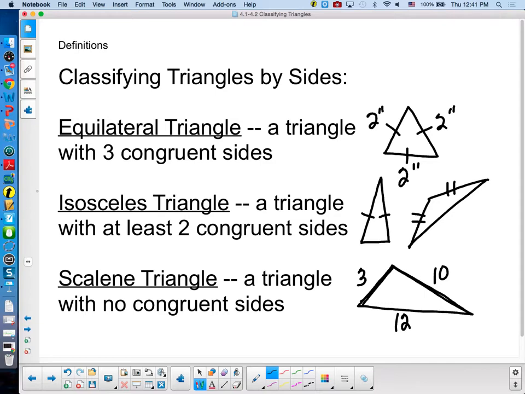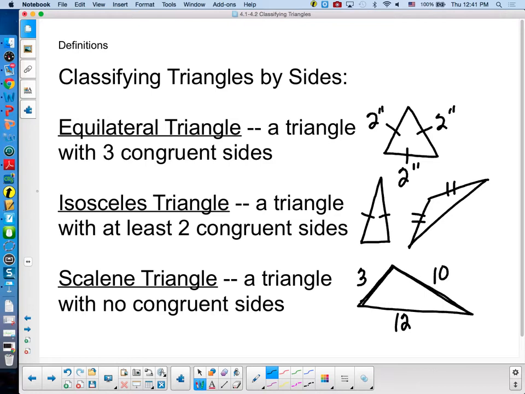Yes? If you split it into syllables, the first one has 3 and the second one has 2. Isosceles. 3 parts to it, so it has more sides congruent. I don't know if we're saying anything that will help you remember, but scalene has no sides congruent. Isosceles has at least 2 sides congruent. Equilateral has all 3 sides congruent.